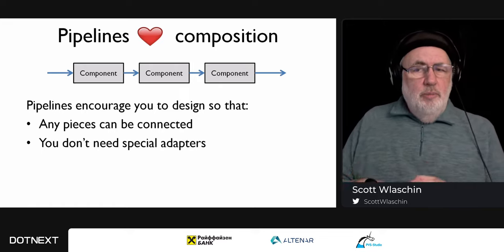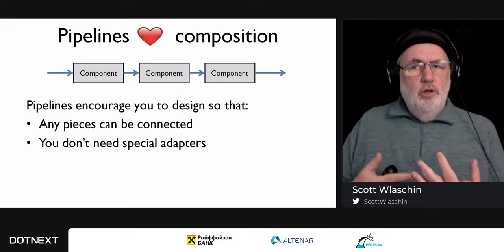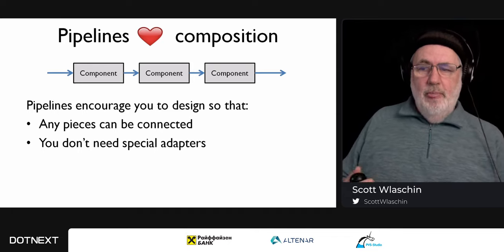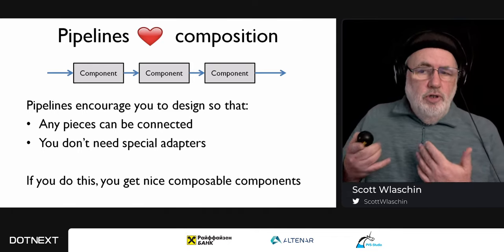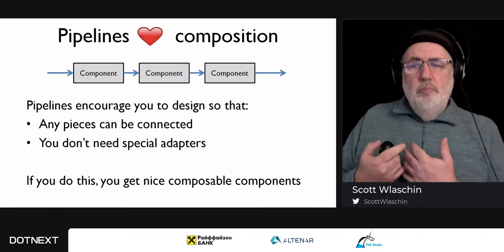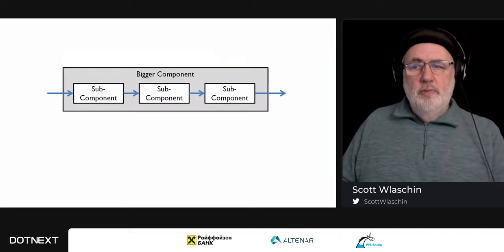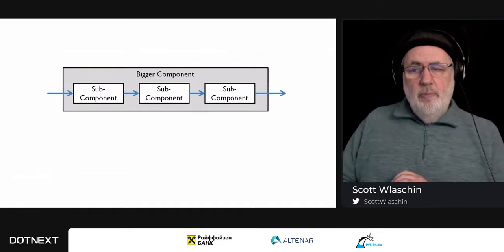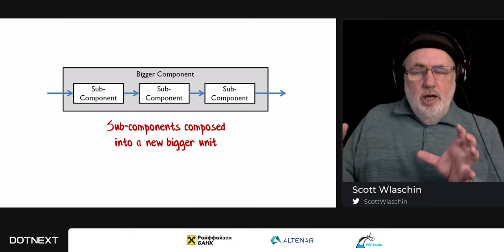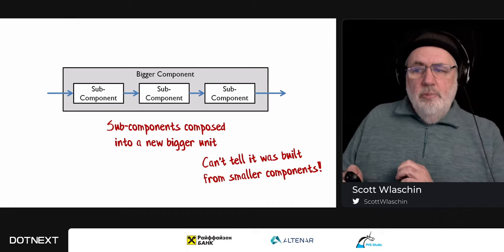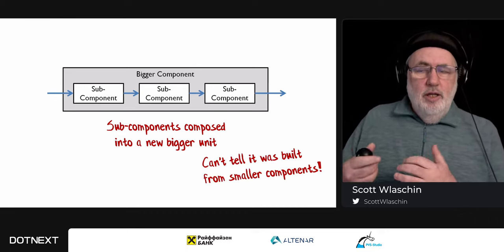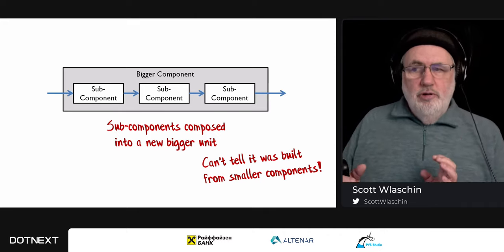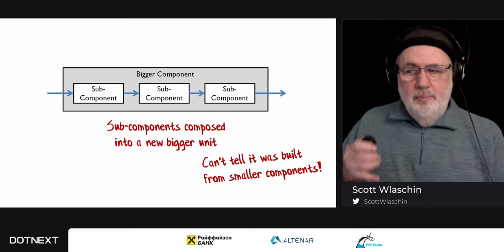And also, you don't need any special adapter. They literally can just be plugged into each other without the overhead of special classes that are proxy classes or adapter classes or bridge classes, all that kind of stuff. So the pipeline approach helps you build reusable components, which is really nice. And of course, you can take these components and build a bigger component and encapsulate it as a black box, right? So you can make a big pipeline out of a bunch of small things, just like Lego. But what's nice about this bigger component is you cannot tell that it was built from the smaller components. So again, you've got this encapsulation, you've got the black box, just like you do with object-oriented programming, but with pipeline-oriented programming instead.